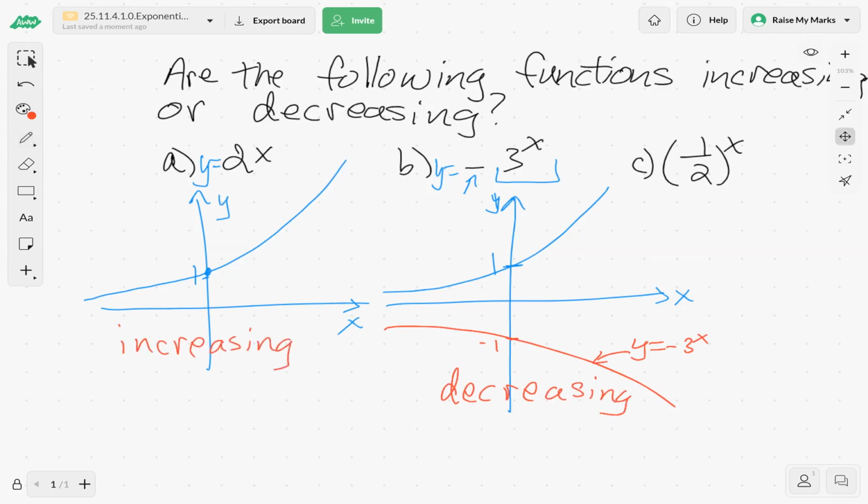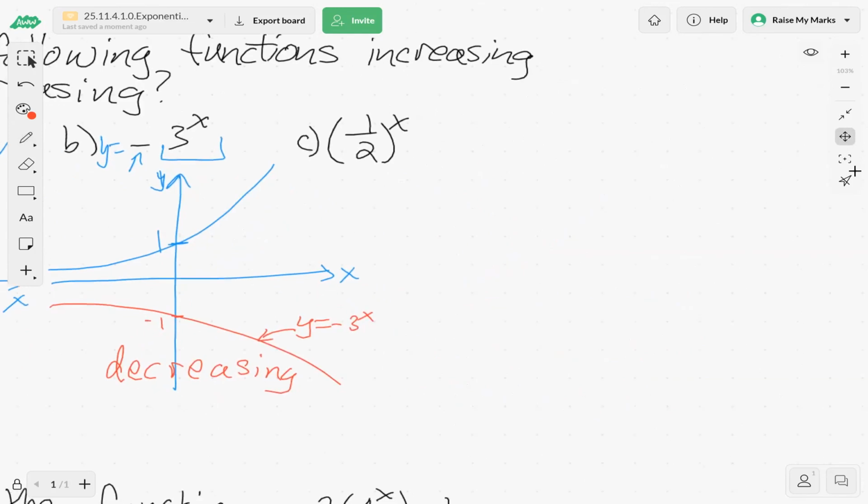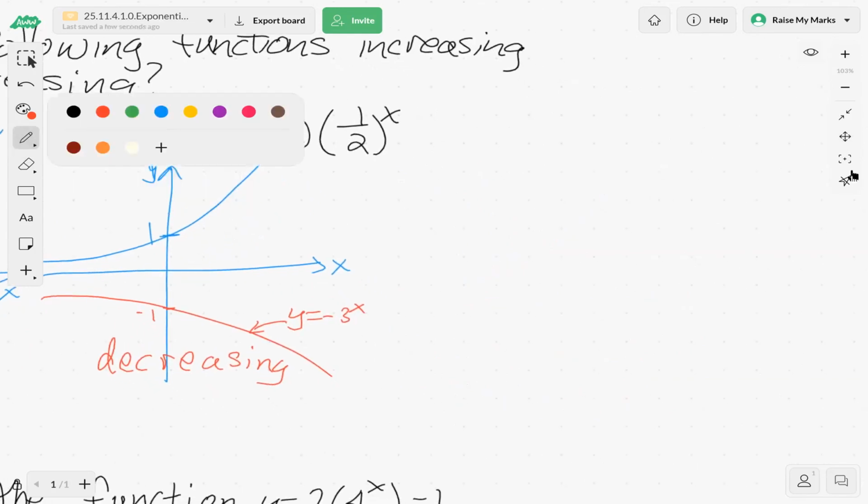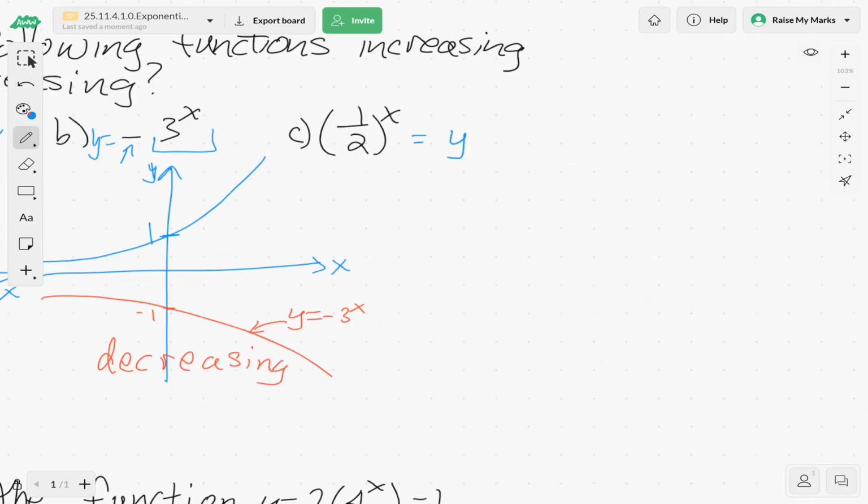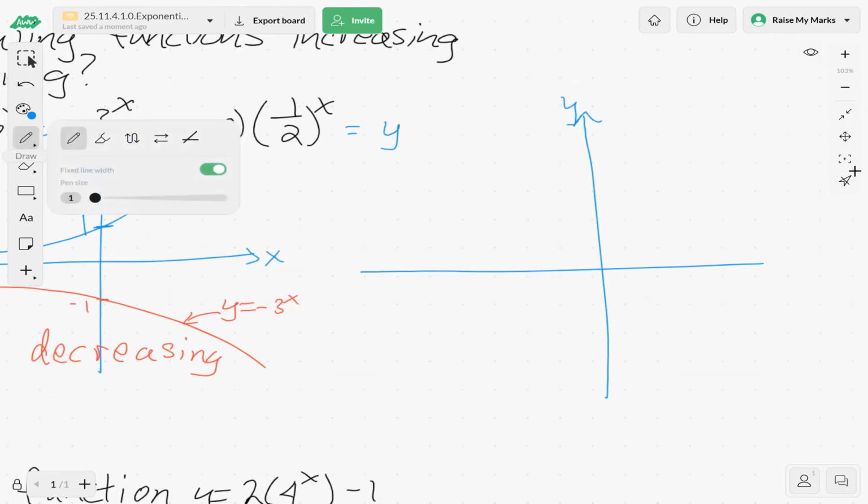And the first one, let's label the first one as increasing. And finally, part C, let's scroll over here. Let's go back to blue. Our function is y equals 1/2 raised to the power x. Again, let's sketch the graph of our function, to get an idea of what's going on. So when x equals 0, y equals 1.